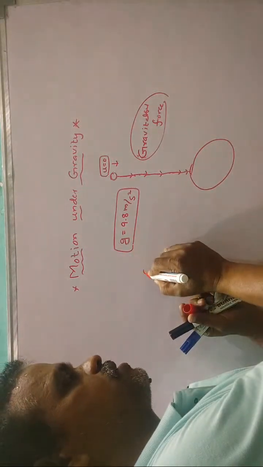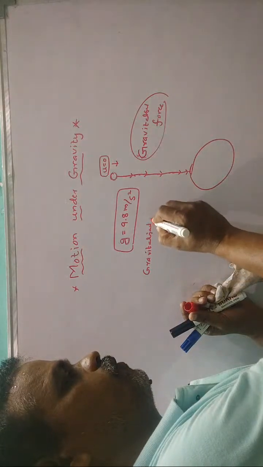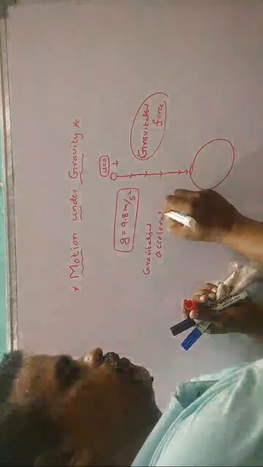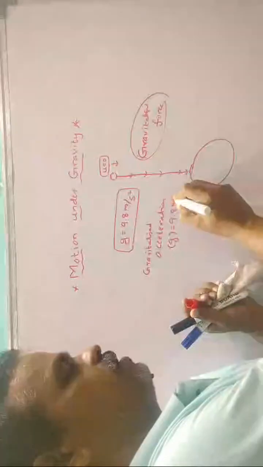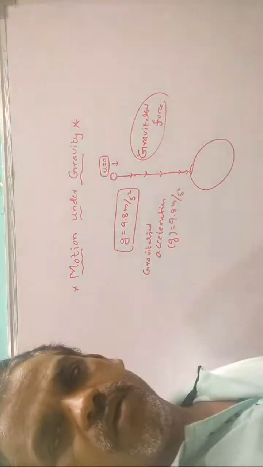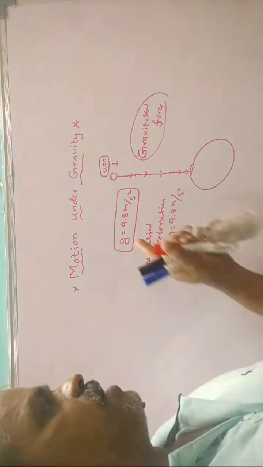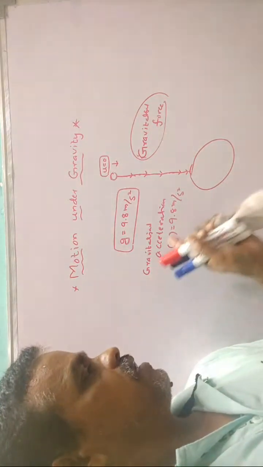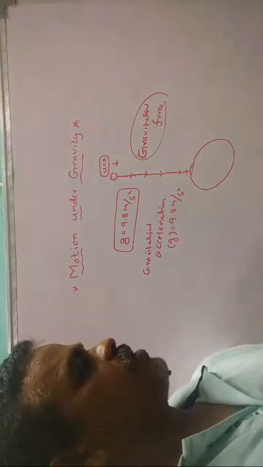So here you just write gravitational acceleration. Gravitational acceleration G equal to 9.8 meter per second square. See, G value is 9.8 meter per second square. Just write this formula, this value, G equal to 9.8 meter per second square.